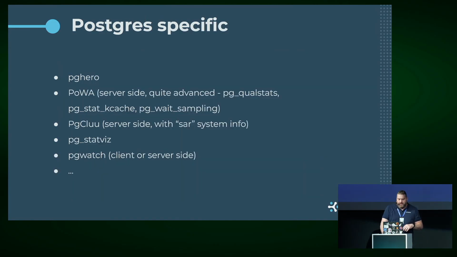So if we are speaking about Postgres-specific monitoring tools, I can mention PgHero, the POA. And they are authors of several cool low-level extensions like pg_qualstats, pg_stat_kcache, and wait sampling, pg_profile. Sometimes it's hard to pronounce those, you know. pg_stat_monitor, pgWatch, that I will talk about a bit later.